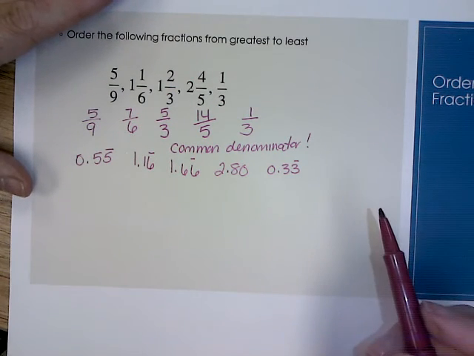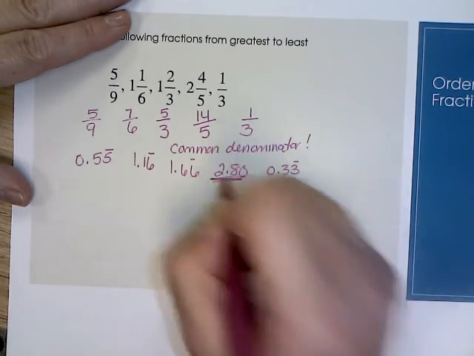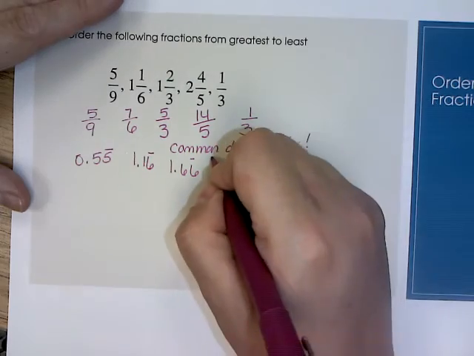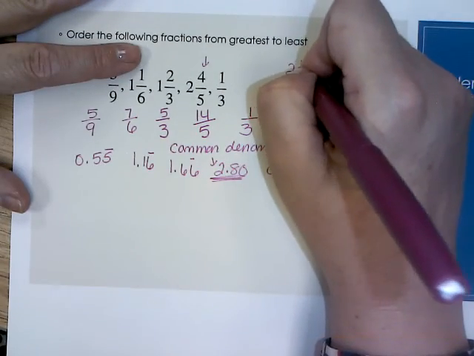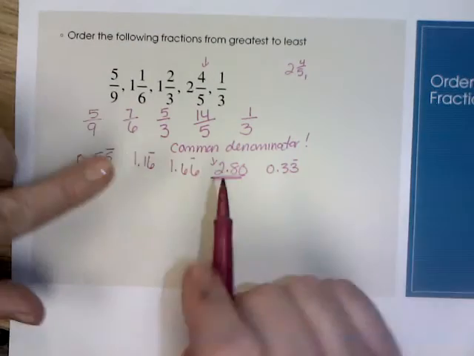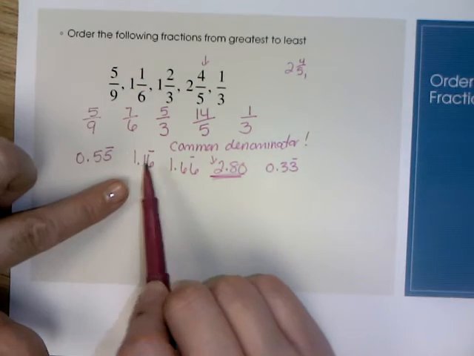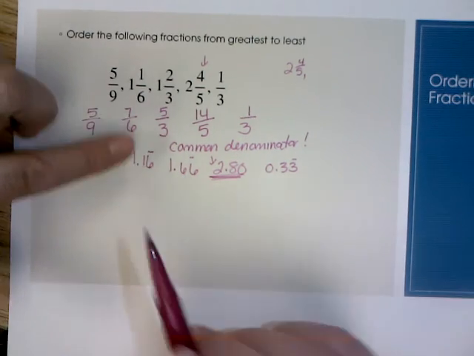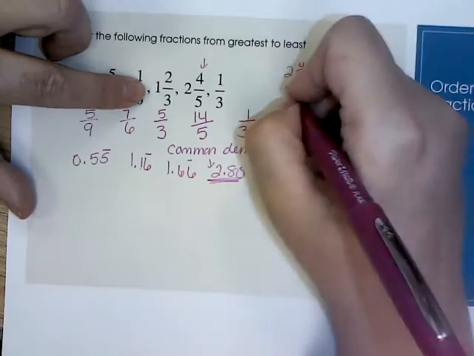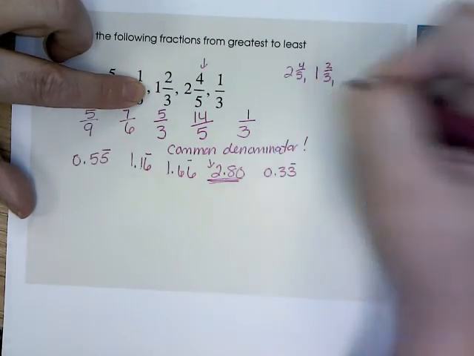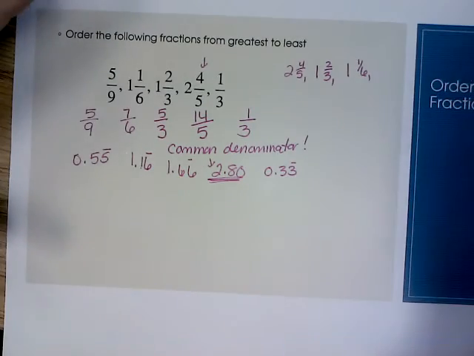And if I'm going greatest to least, take a look at your whole numbers. I know that this number is going to be definitely my biggest number because my whole number is 2. So my biggest number is going to be 2 4/5. Taking a look at this one here, I have a 1 and a 1 and a 1 again and a 6. My 6 is going to be greatest. So if I take a look at that fraction, it's going to be 1 2/3. That's going to leave me 1 1/6 next.